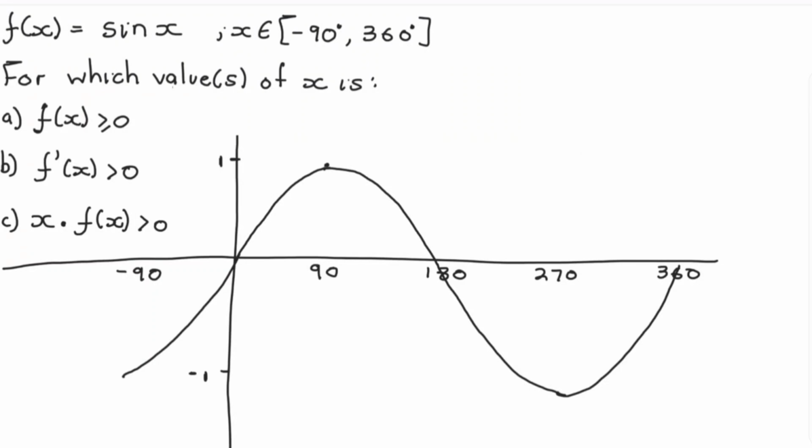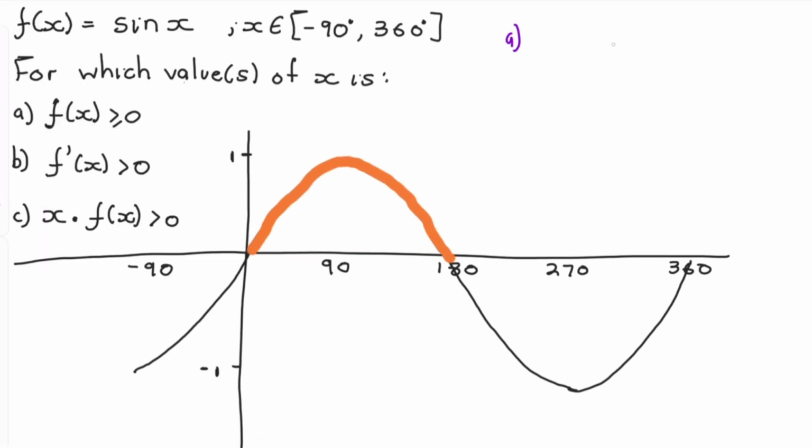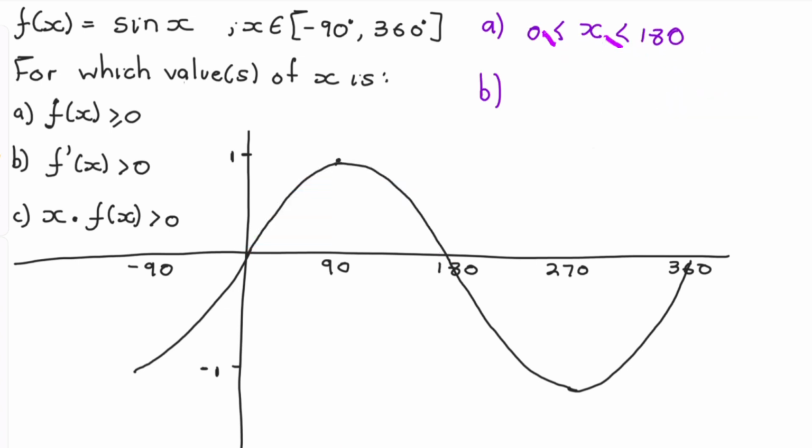Here we have the graph of sine of x between minus 90 and 360. For which values of x is f of x greater than or equal to 0? Part A is asking for where this graph is above the x-axis, and that is over here. So that is when x is greater than 0 but less than 180.